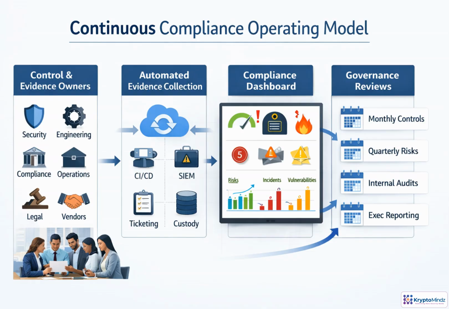Continuous compliance turns control mapping into an operating rhythm. For a tokenized bond platform, every control has an owner, and every piece of evidence has a source. Cloud tools, CI/CD, SIEM, ticketing, and custody systems can refresh evidence automatically. Dashboards then show control health, overdue reviews, risks, incidents, vulnerabilities, and vendor issues. The key is cadence. Monthly control reviews, quarterly risk reviews, audits, and management reporting keep gaps visible and remediation accountable.